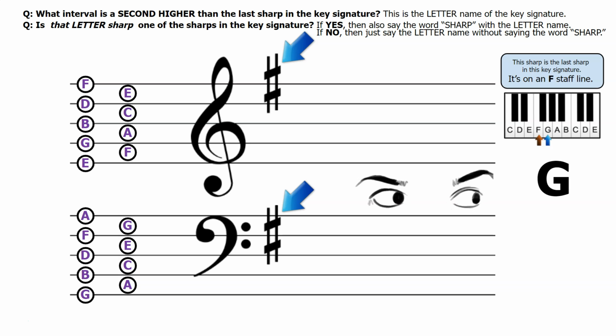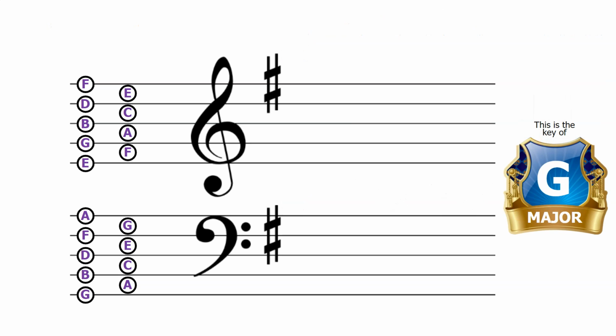So, I won't wait too long for this. Do you see any other G sharps anywhere? Okay, I was hoping you would say no. There are no other sharps, just that F sharp. And because of that reason, we do not see a G sharp in the key signature. That means we do not say the word sharp with this key signature name. So, everybody, this is the key of G major and not G sharp major.